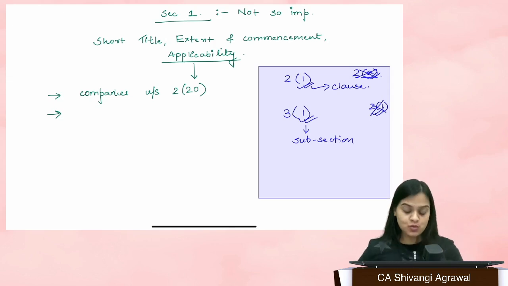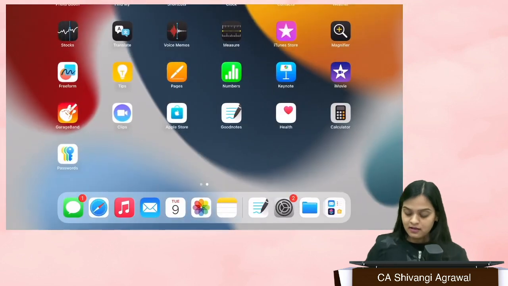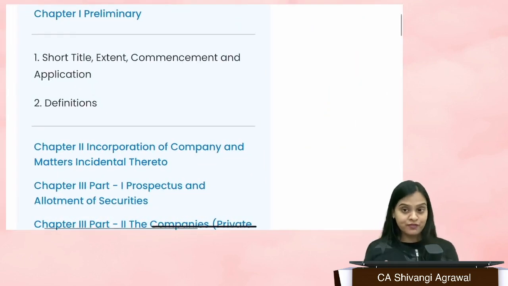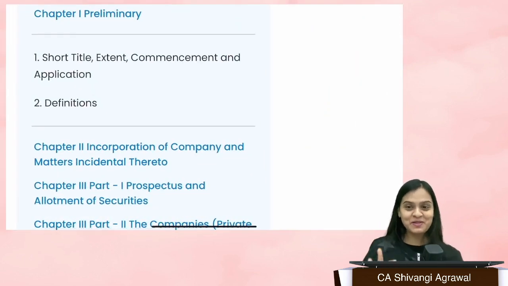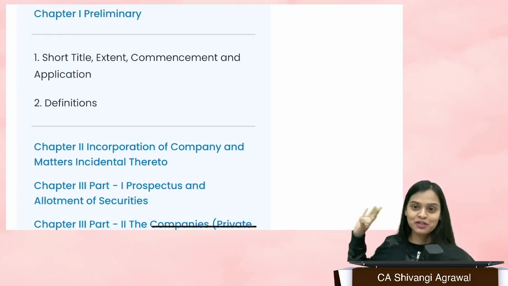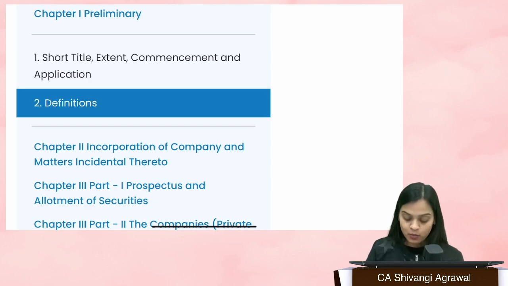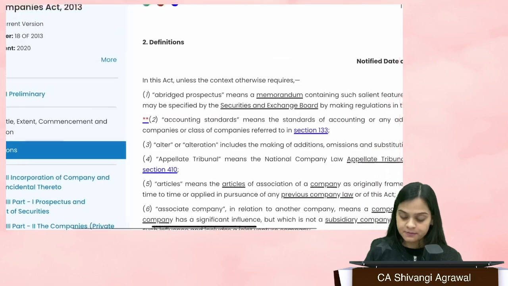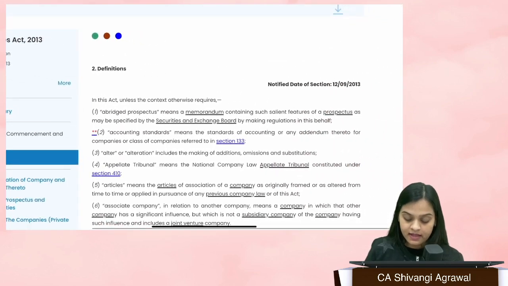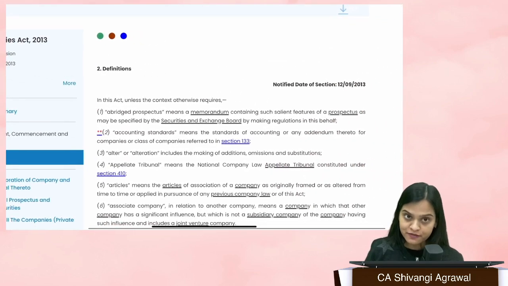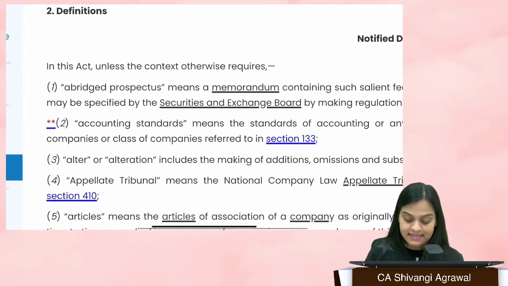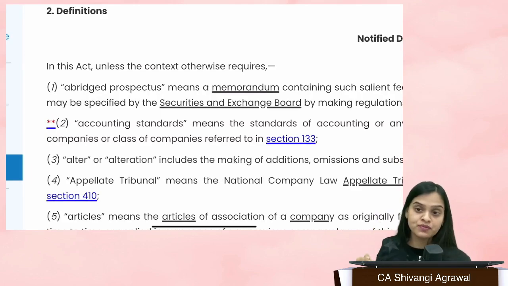Then why is it so? Very basic. And in a very brief manner, I'm going to tell you, because otherwise I also have this particular video uploaded on YouTube. So if you want to know in detail, you can check that out. But right now, I'll explain a very basic and simple thing. See, the heading of section 2 is definition. There is a baseline in this act, unless the context requires otherwise. So whenever we are talking about different clauses, there will always be a baseline.